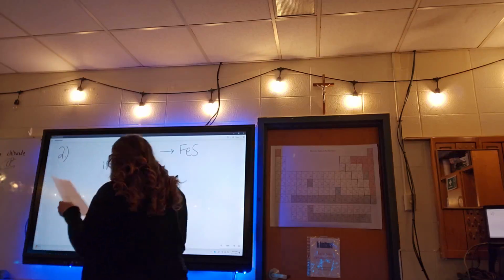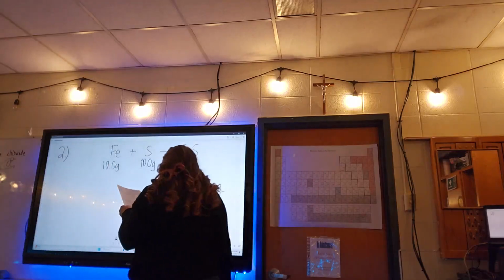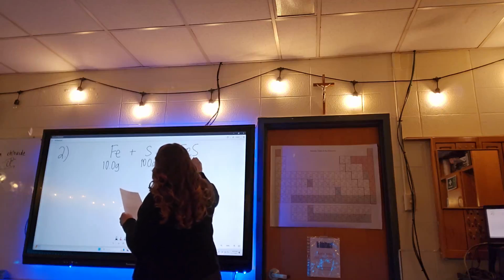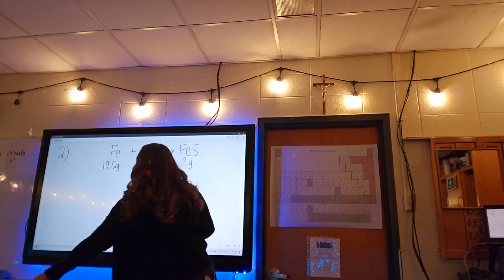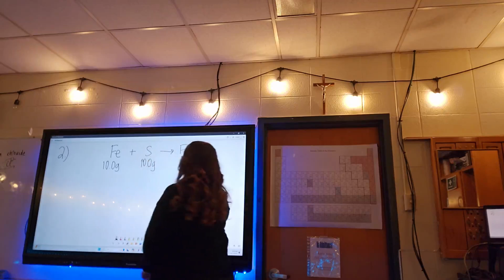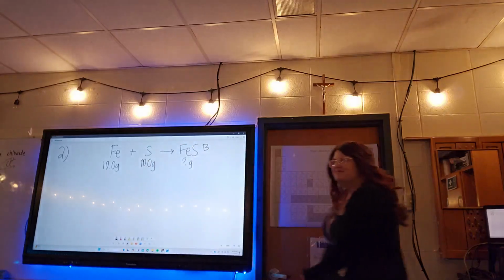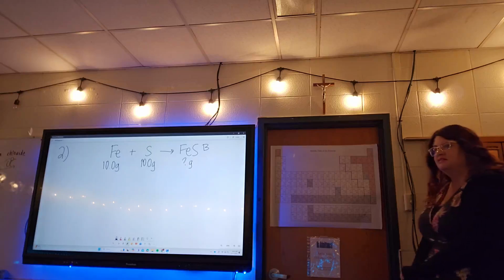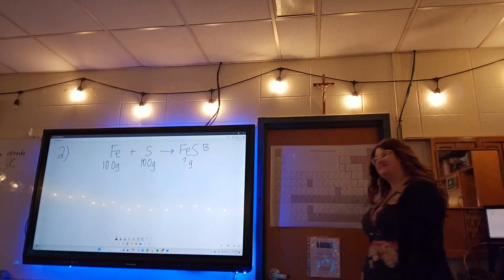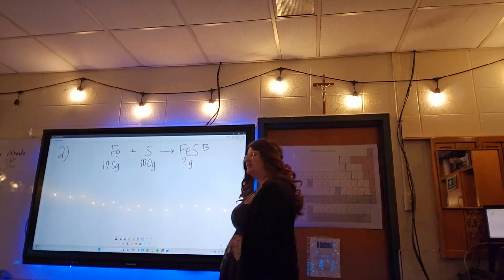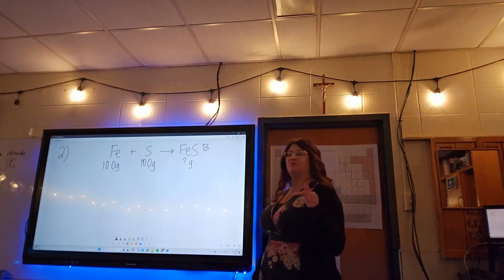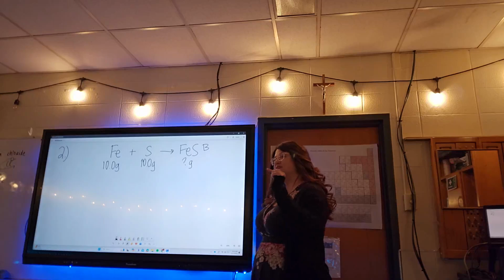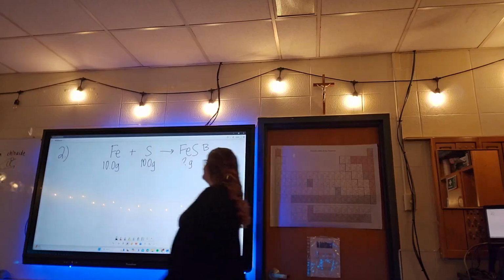What am I looking for? It says how many grams of iron 2 sulfide. So this one has to be B. But what's A? Both of them are A. So what do you have to do? You have to do the same thing that we did for the ice cream treat. You have to do stoichiometry not once, but twice.